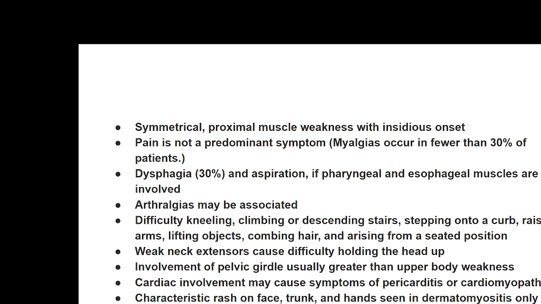Weak neck extensors may even result in the head position where the patient may hold the head up as such, which also could be the presentation of dermatomyositis. Then pelvic girdle may even present with the upper body weakness clinical symptoms. Rarely there could be cardiac involvement presenting with the pericarditis or cardiomyopathy, or rash on face, trunk and hands also could be seen.